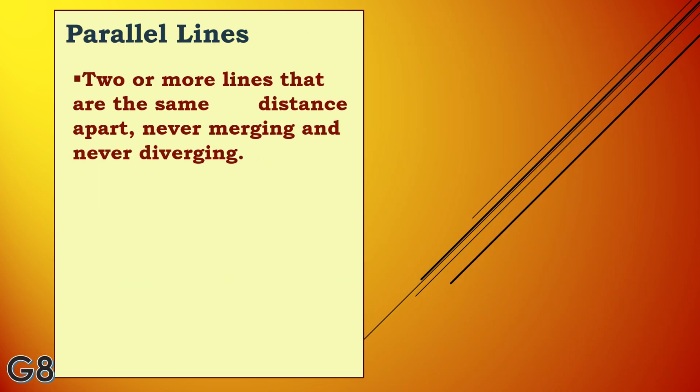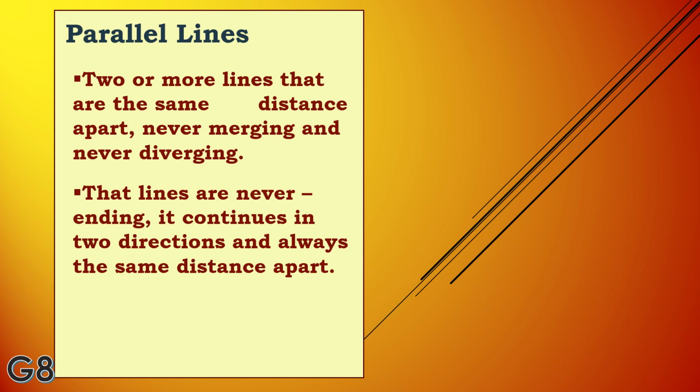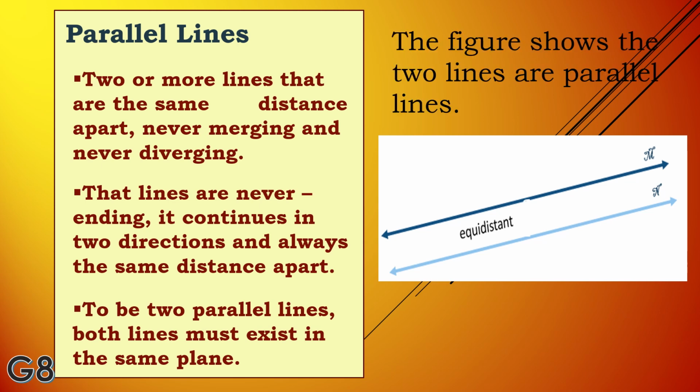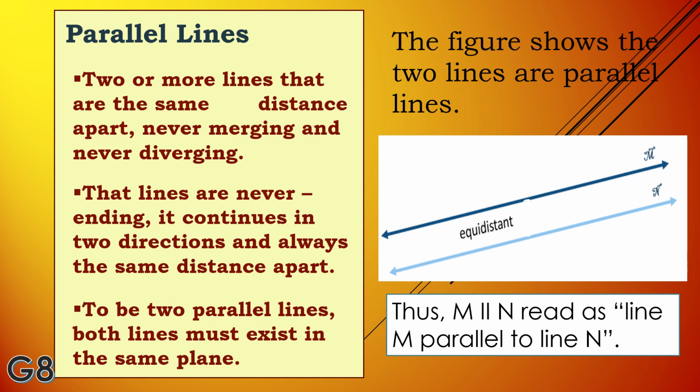Parallel lines. Two or more lines that are the same distance apart, never merging and never diverging. Parallel lines are never ending. They continue in two directions and are always the same distance apart. To be two parallel lines, both lines must exist in the same plane. So in the figure, we can see two parallel lines, line M and line N. They are equidistant. So the figure shows that the two lines are parallel lines. Thus, we can say that M is parallel to N. So that figure reads as line M parallel to line N.